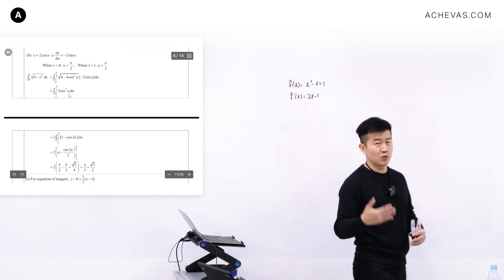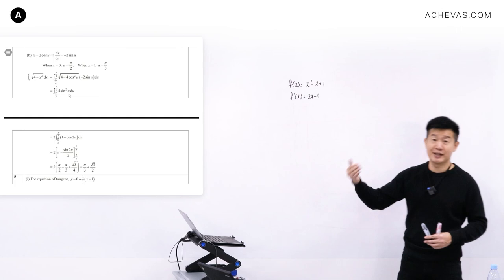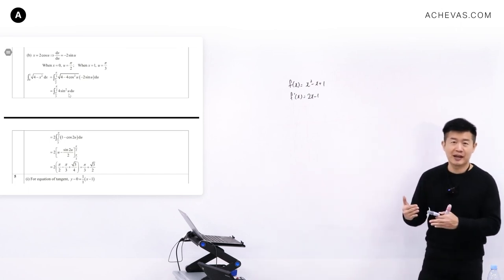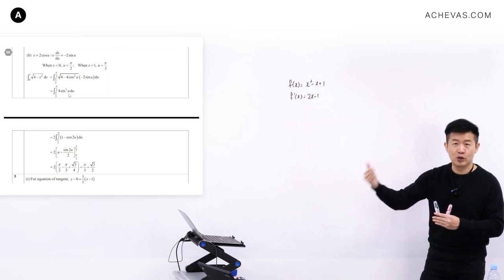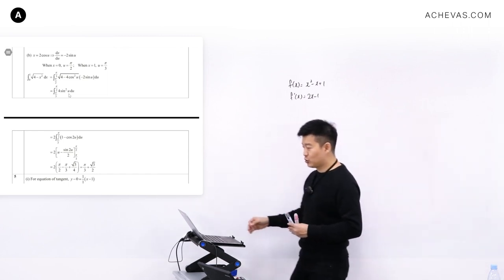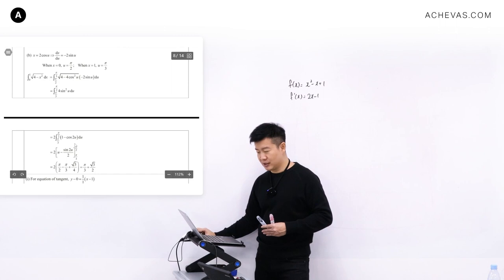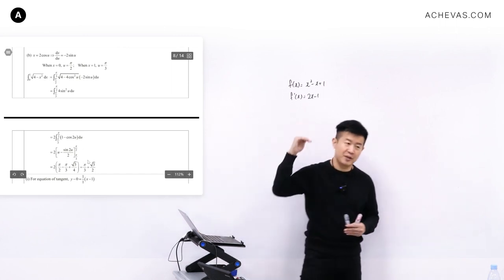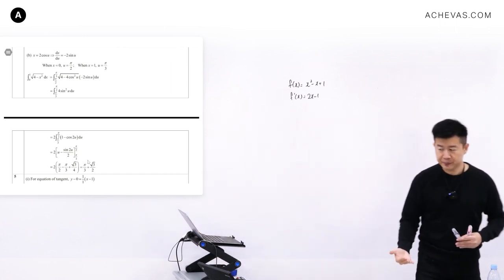And sine squared is something that you should already know how to integrate since secondary school. So I'll use the double angle identity to change it from u to 2u. And once I change it to 2u, it is a simple integration. I'll integrate, substitute the lower and upper limits in, and I'll be able to get the answer.